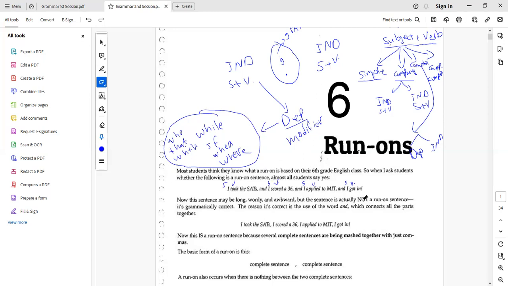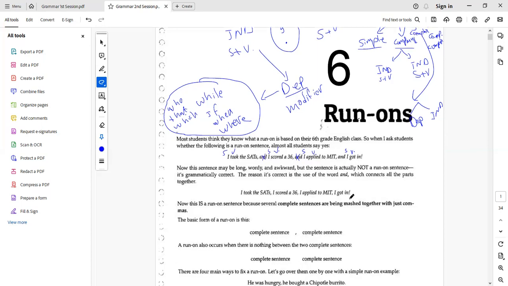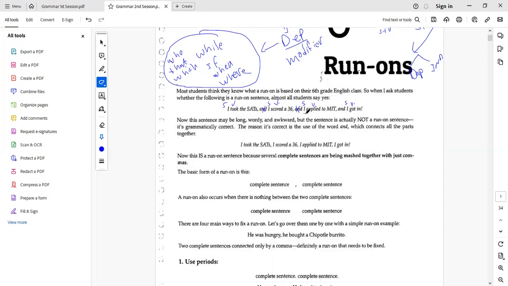Do you think that this kind of sentence consists of how many clauses? One, two, three, four. Four clauses, is that right? No, it's wrong. Why, teacher? Because when you have a list, even of clauses, you have to put and at the end. So we have to delete and from here, delete and from here, and keep it at the end. So the sentence must be like that: I took the SATs, comma, I scored the 36, comma, I applied to MIT, comma, and I got in. Okay, what about that? If they are only two independent clauses, it's going to be with this shape.